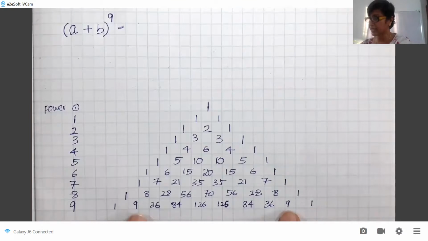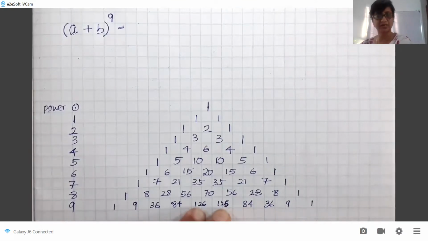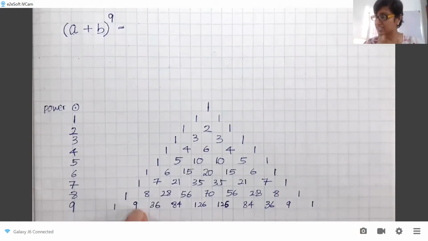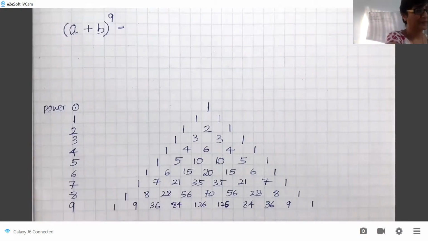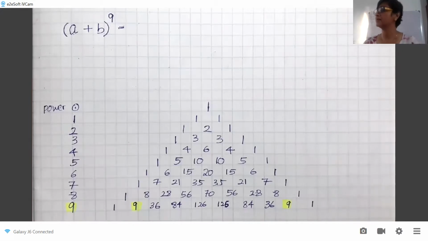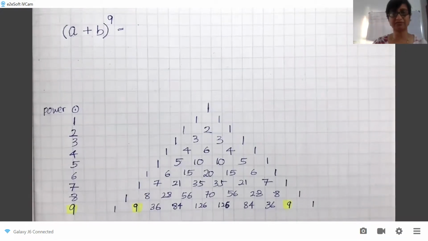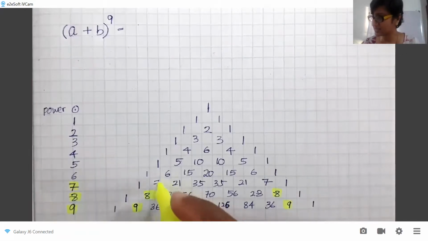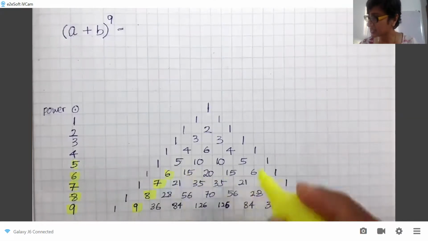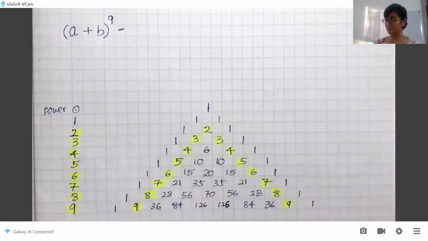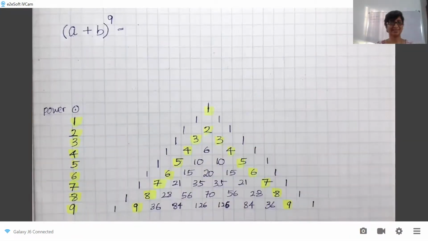1, 1, 9, 9, 36, 36, 84, 84, 126, 126. They go like that. And the end coefficients are always 1, 1. And the second coefficients, if you come one inward from both sides, that coefficient is the power number. Did you notice that? Let me highlight. If your power is 9, the second coefficient is 9, second from the end. If the power number is 8, the second from the end is 8. 7, 7. 6, 6. 5, 5. When it is 4, 4. When it is 3, 3. When it is 2, the middle one is 2. When it is 1, it's just 1. See, it's a beautiful pattern that is.